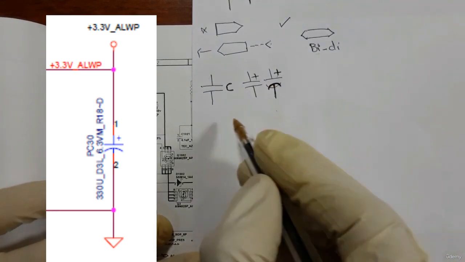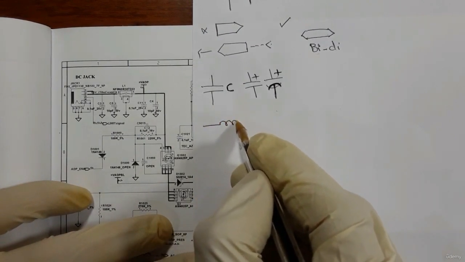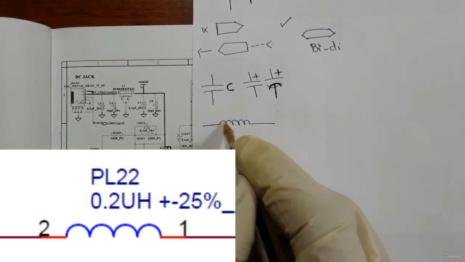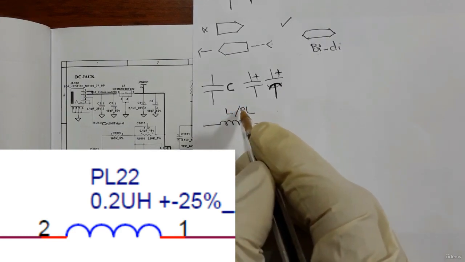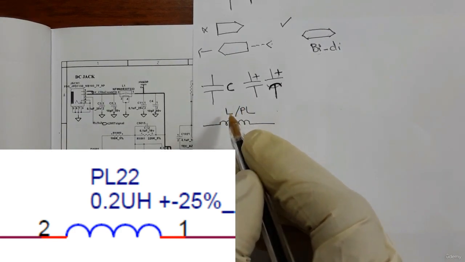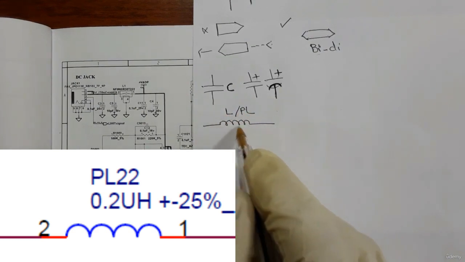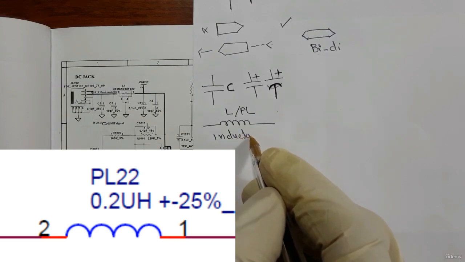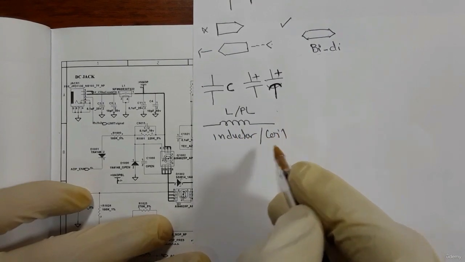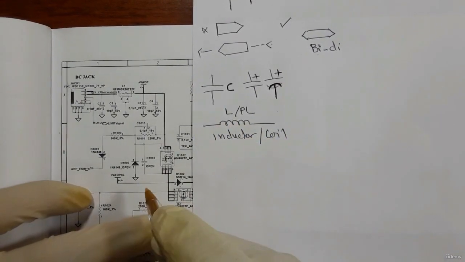For this symbol, as you can see here, this is an inductor, L or PL. The reference you can find in some motherboards is L or PL. This is an inductor, or coil. You can find this for an inductor.